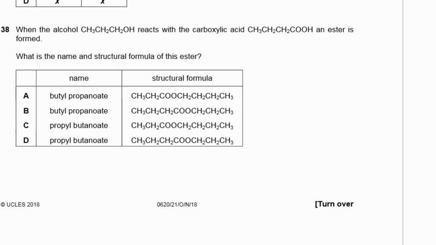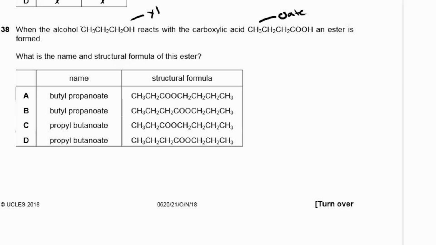Question 38. When the alcohol CH3CH2CH2OH reacts with the carboxylic acid CH3CH2CH2COOH, an ester is formed. What is the name and structural formula of this ester? Well, first of all, when you react an alcohol and an acid to produce an ester, the alcohol ends up with the "yl" on the end of the name, and the acid has the "oate" at the end.